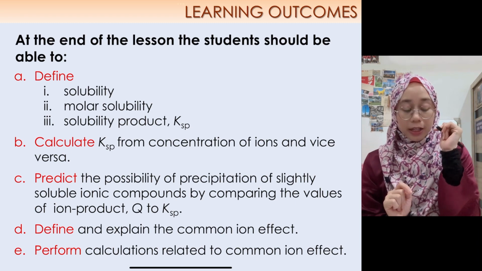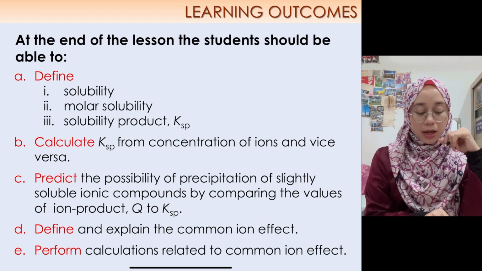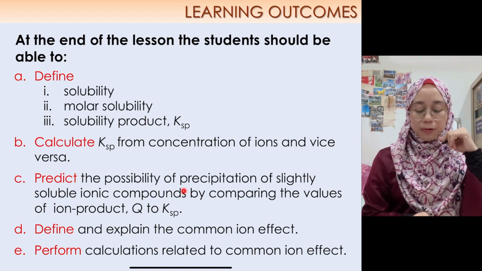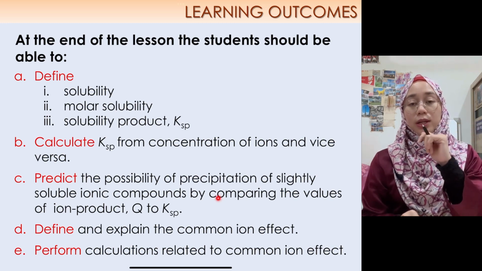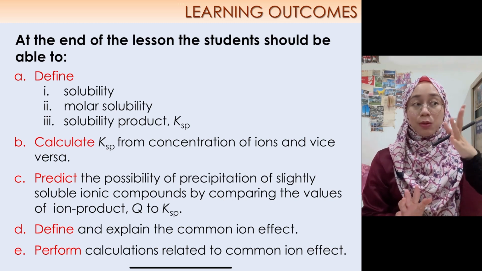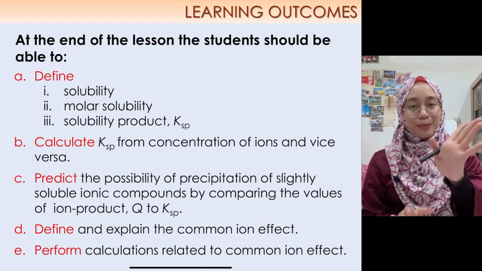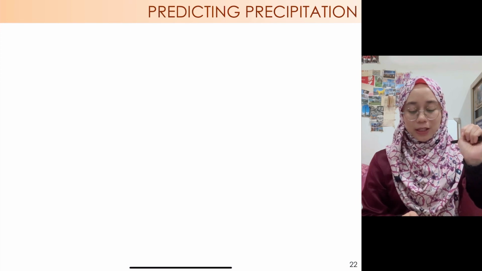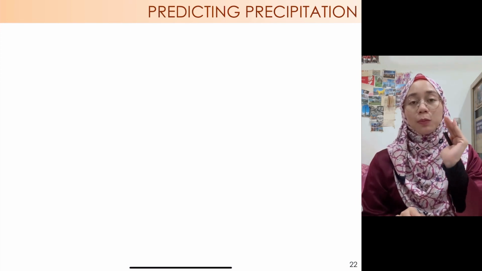So now hari ni kita nak tengok apa? So in this video kita nak tengok the learning outcome C, whereby kita nak predict the possibility of precipitation of slightly soluble ionic compound by comparing the value of ion product Q to the KSP. So apa pula Q kat sini? Is it a reaction quotient sekali lagi? No, it's something different. Okay, so kita nak tengok sekarang ni. So this video focus on whether ada precipitate ataupun tidak.